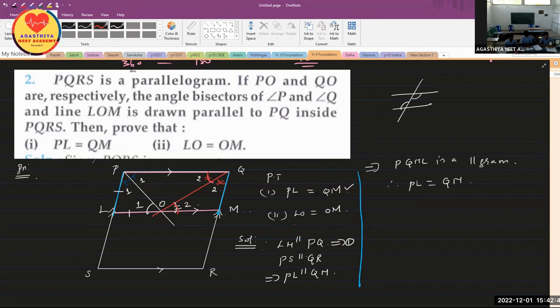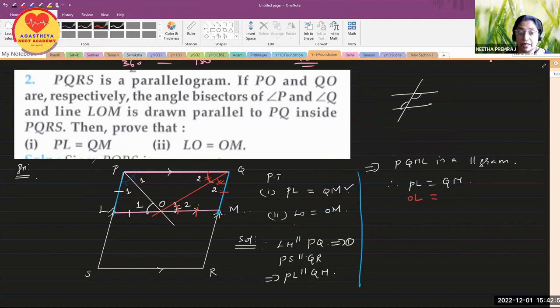So this measure is equal to this because this is an isosceles triangle. If you consider OQM, it is an isosceles triangle. We know that PL is equal to QM. Instead of PL, you can write OL. Similarly, instead of QM, you can write OM. So that is also proved, isn't it?